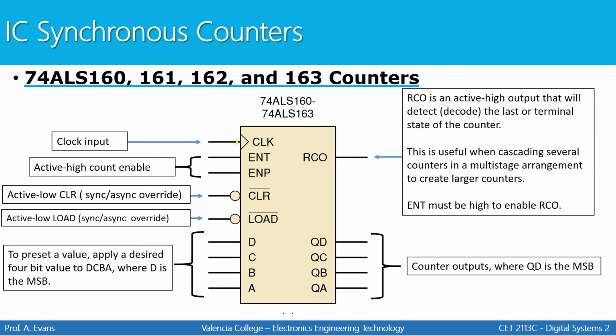A few of these we've already discussed, but I'm going to go over each one of the inputs on the 74ALS160 to 163. You have your clock input, which goes here. You have 2 enables, and they're active high. So the counter will not count unless both of these are connected to a 1.